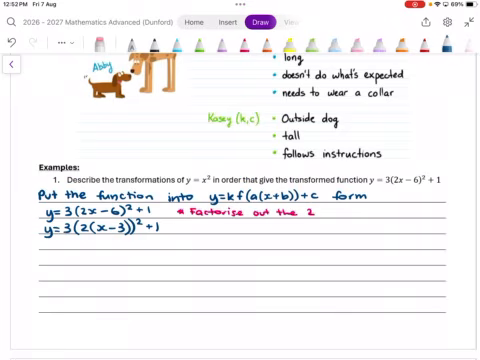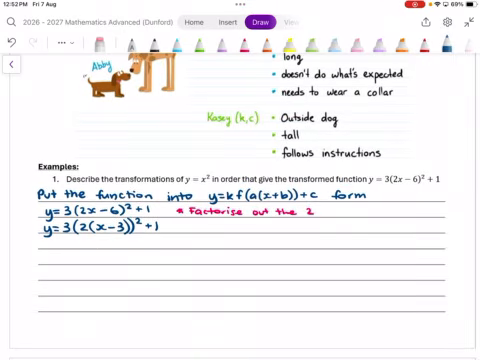Okay, so what we're going to do first is tell us what horizontal transformations have occurred on y equals x squared to get this function. Before that though, I might just highlight what everything is. So our c value is our plus 1. Our k value is our 3, our a value is our 2, and our b value is negative 3.